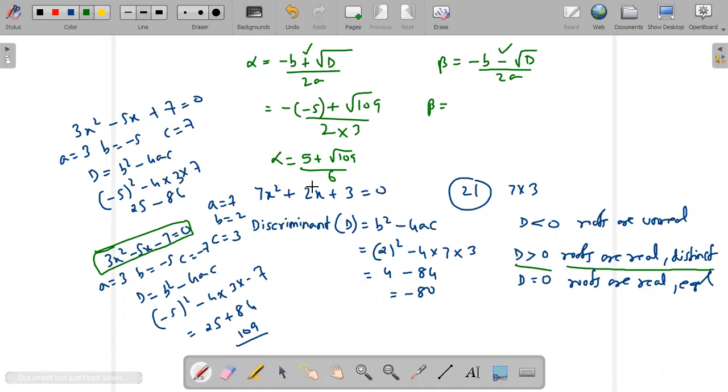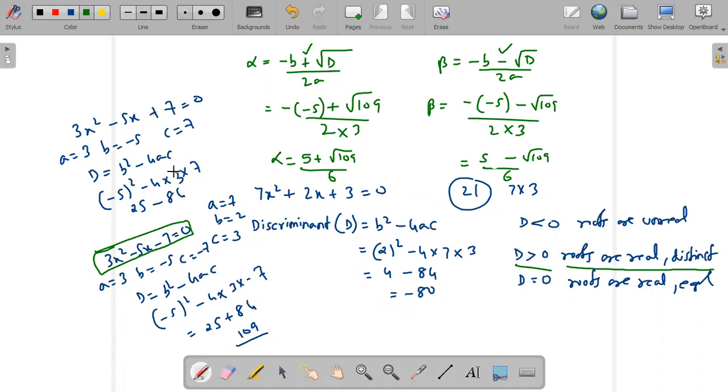So if one root is this, the other root will only differ by the negative sign in between. Sometimes in a 1 mark question, they can give you this, that one root of a quadratic is 5 plus root 109 by 6. What is the other root? So if alpha is this, beta will be minus b, that is minus of minus 5, minus root 109 upon 2 multiplied by a, that is 2 into 3, that is 5 minus root 109 upon 6. So you see the difference is only in the positive and negative sign. So this is how we can solve all questions of quadratic.